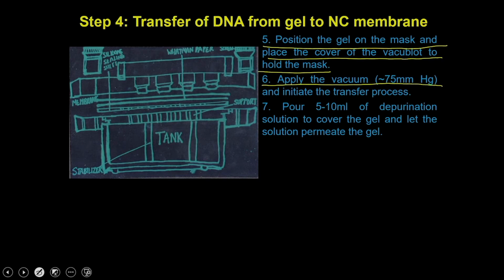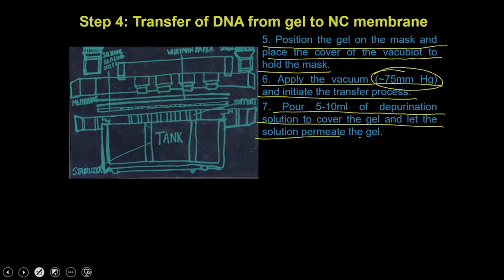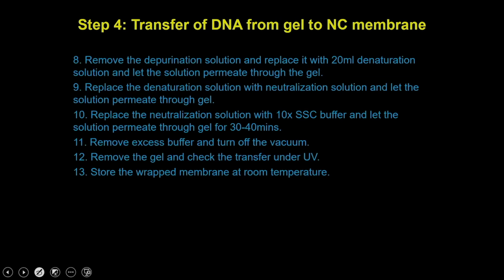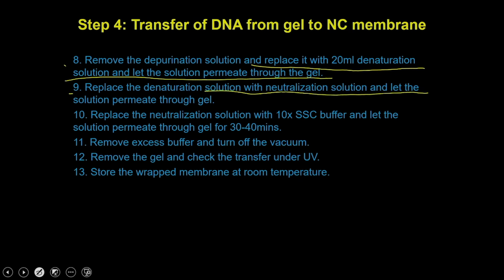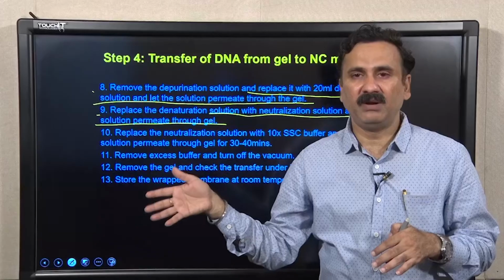Then you apply the vacuum, 75 mm mercury pressure, and to initiate the transfer process you pour 5 to 10 ml of depurinating solution to cover the gel and let the solution permeate the gel, and then you remove the depurinating solution and replace it with the 20 ml denaturating solution and let the solution permeate through the gel. Replace the denaturing solution with the neutralization solution and let the solution permeate through the gel, and by doing so ultimately you are going to see a transfer of the DNA from the gel to the nitrocellulose membrane.